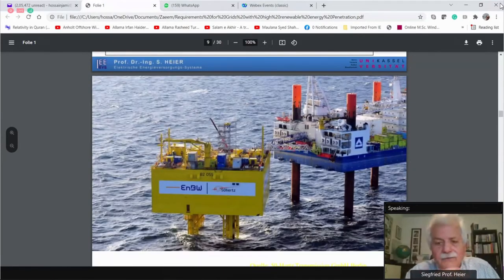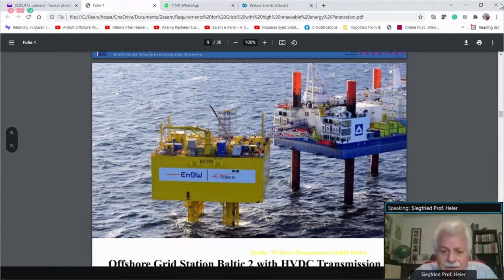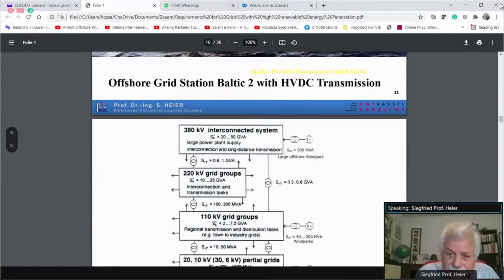Here we have also lost the other picture. The picture before shows the grid connection station in a normal grid on the countryside, onshore side, and this is the offshore connected system with high voltage DC connection to the onshore side of the grid. Next picture, please. Offshore grid.